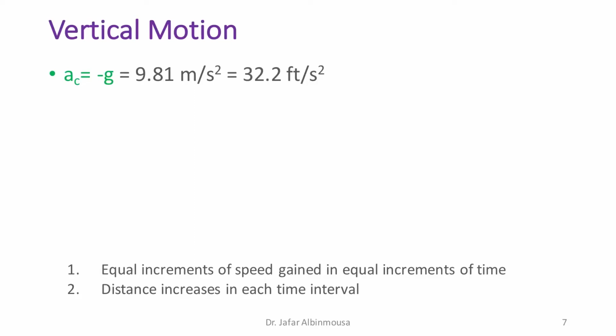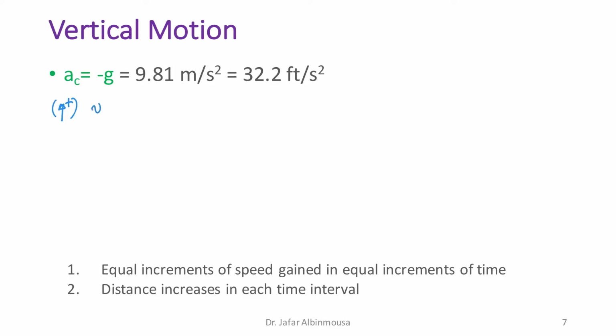Now, if we talk about the vertical motion, the acceleration is indeed the gravitational acceleration. And because the gravitational acceleration is acting downward, it is considered to be negative, and its magnitude is 9.81 meters per second squared, or 32.2 feet per second squared.